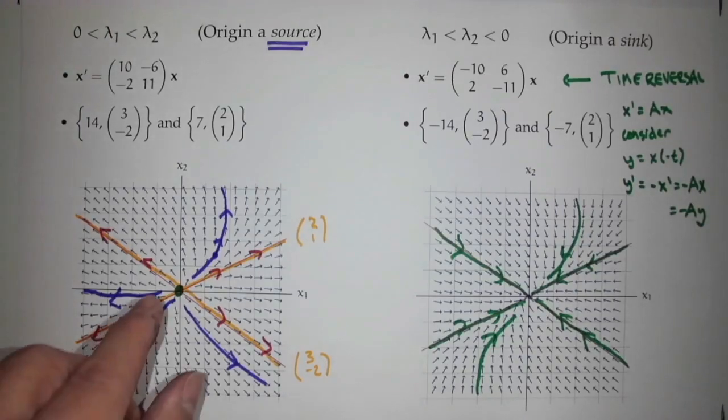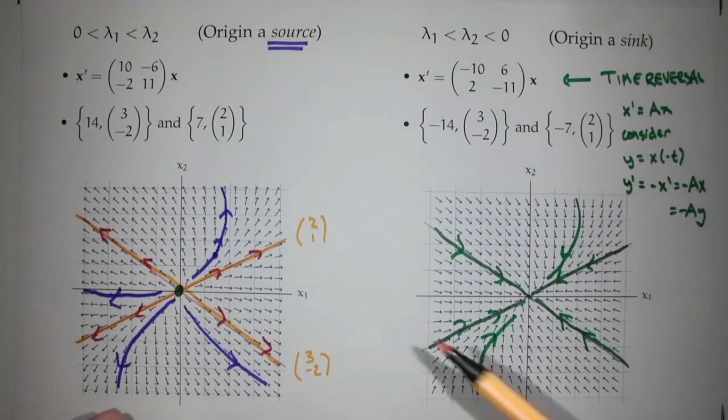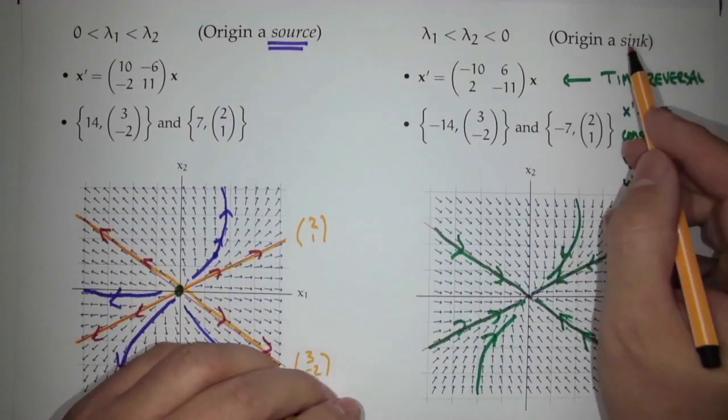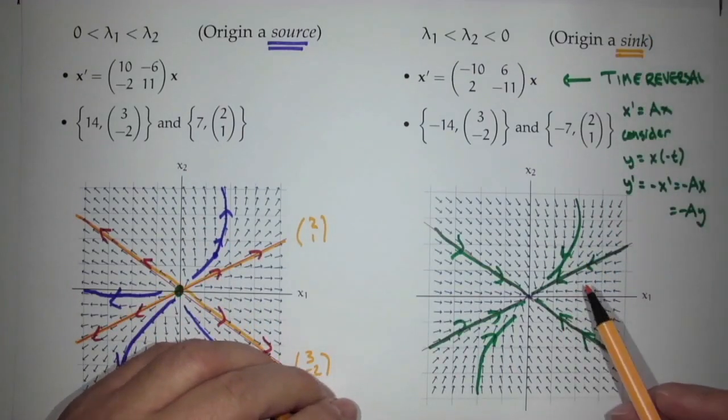All right, one other thing to point out here. We talked about the origin being the source here. That says everything flows away from the origin. Here, it's a sink. Well, what's happening in this case?